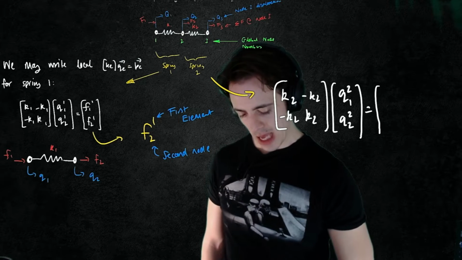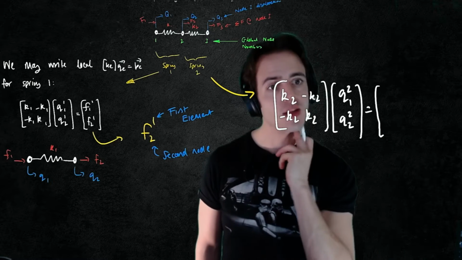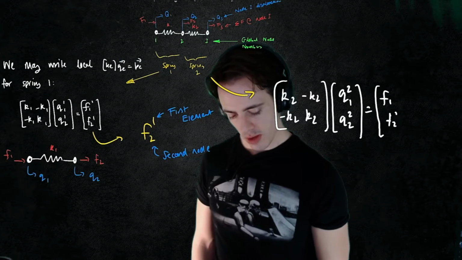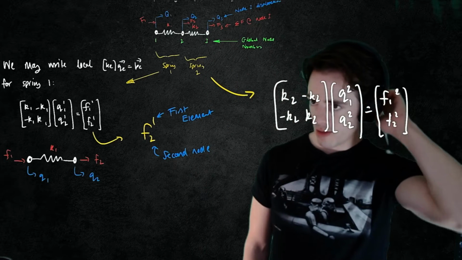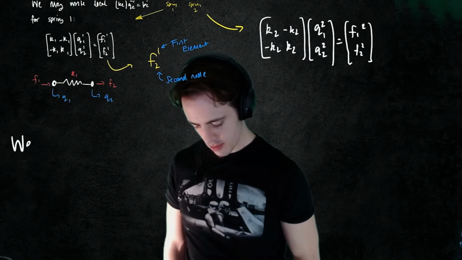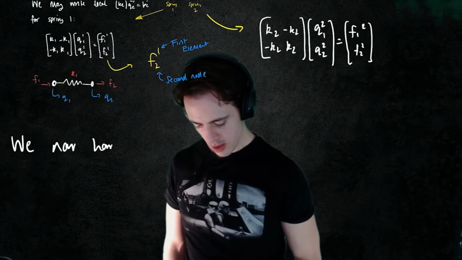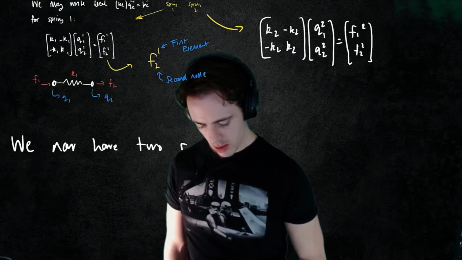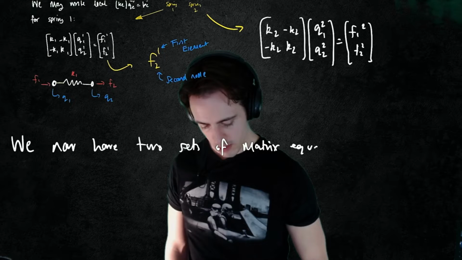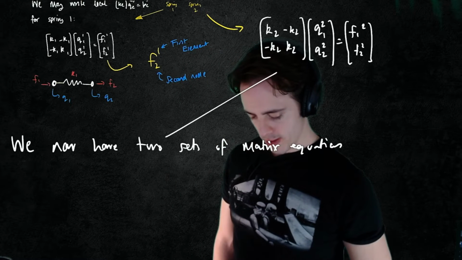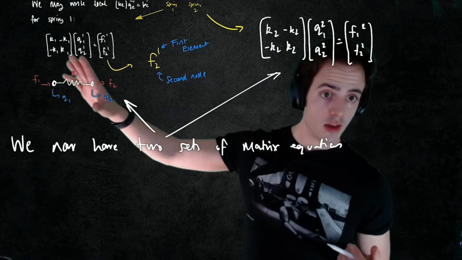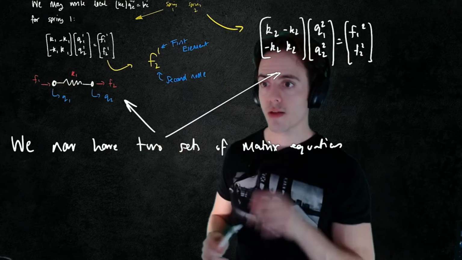I'll probably just keep saying element because we're dealing with finite elements and it's just easier to say that. I've then got force 1 and force 2 that belong to that side of the problem. So we've got two sets of matrix equations now. One set up here for element 2 and one set up here for element 1. They describe spring 1 and spring 2. That's all these two things describe.